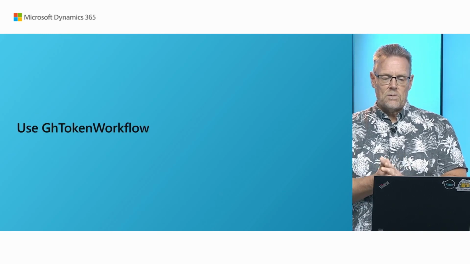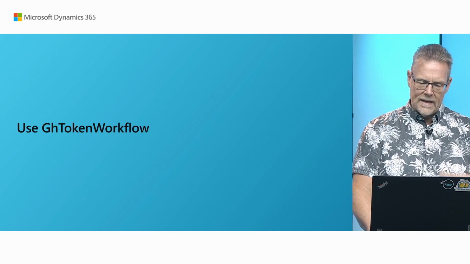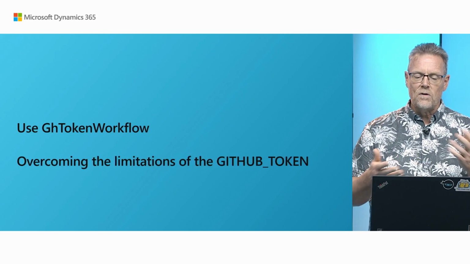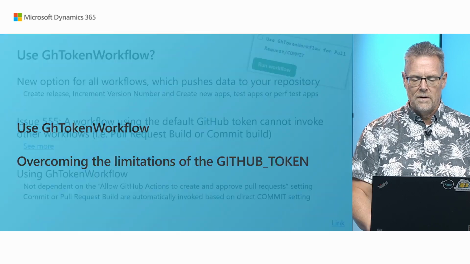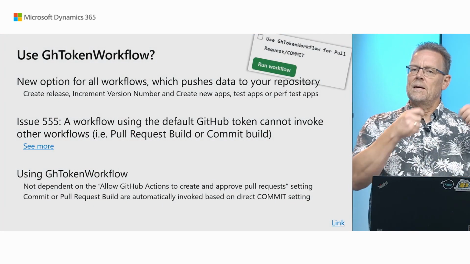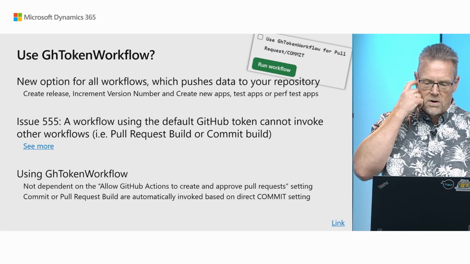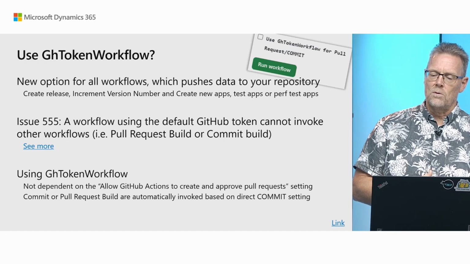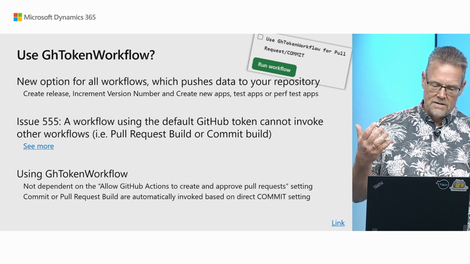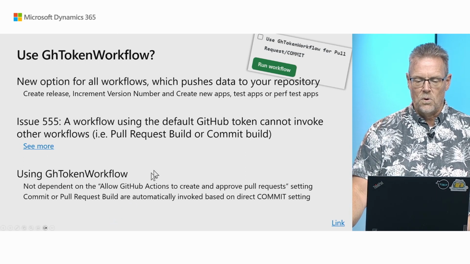Another feature that was added was the use GH token workflow. That's a strange name for a feature, but this is about overcoming the limitations of the GitHub token. And what is that? Well, every single workflow that creates a pull request or a commit into your repository now will have a small checkbox saying use GH token workflow for pull request/commit. The reason for this is that there's a link to that here if you click the see more.